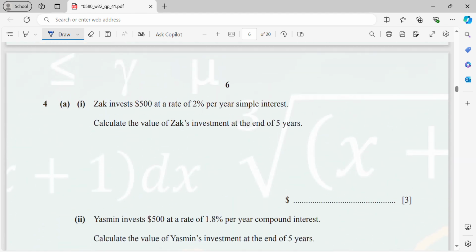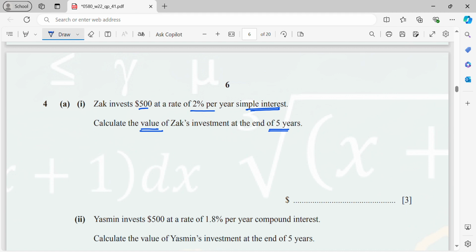Okay, question 4a, first part. Zach invests $500 at a rate of 2% per year, simple interest. Now, calculate the value of Zach's investment at the end of 5 years.